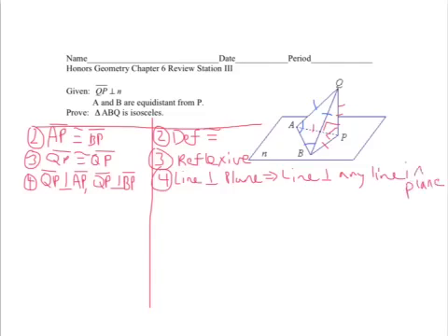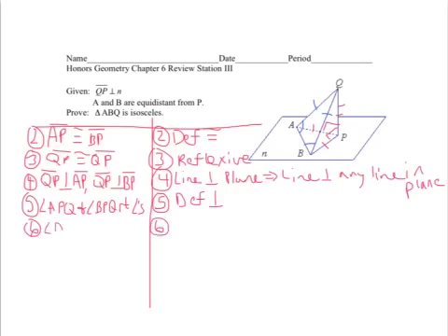All right. So, if they're perpendicular, then we know we have right angles. So angle APQ and angle BPQ are right angles, by definition of perpendicular. So angle APQ is congruent to angle BPQ because all right angles are congruent.